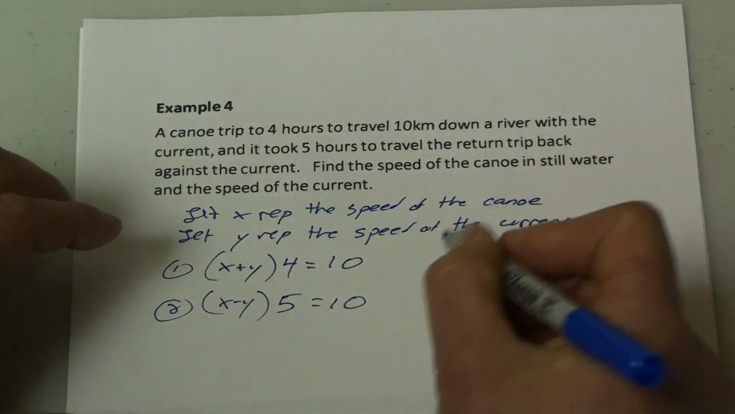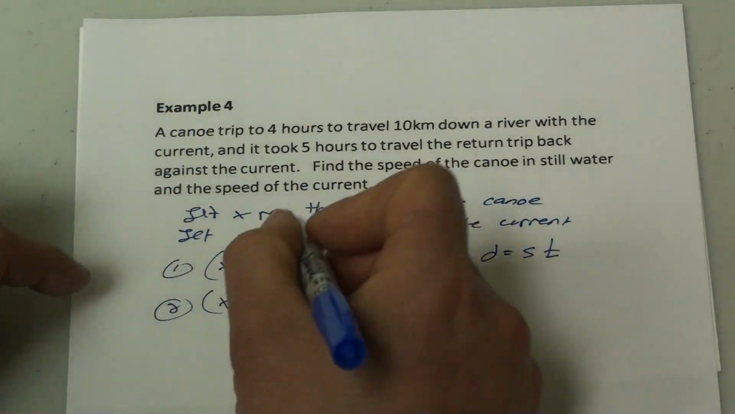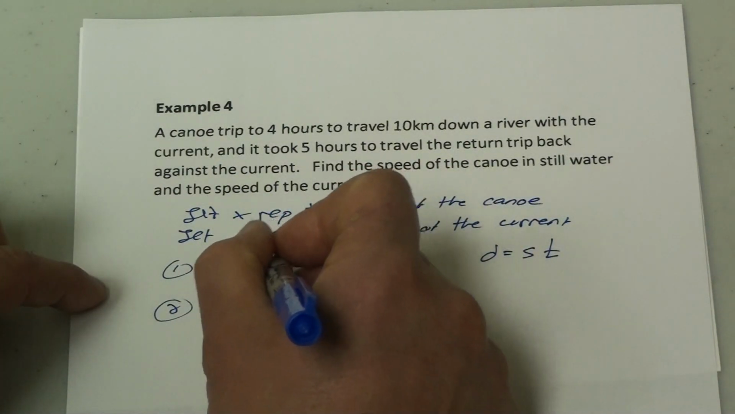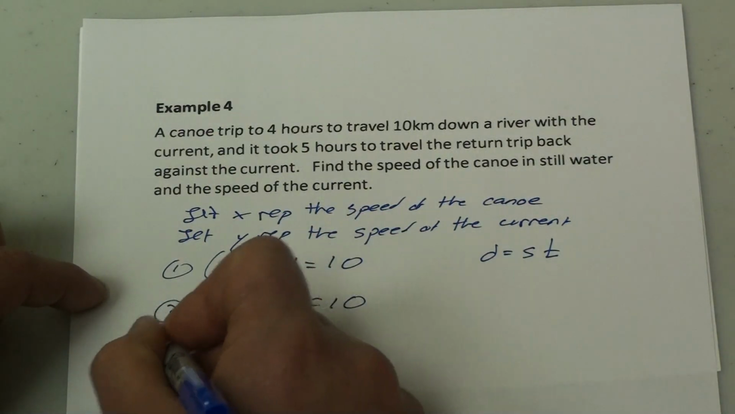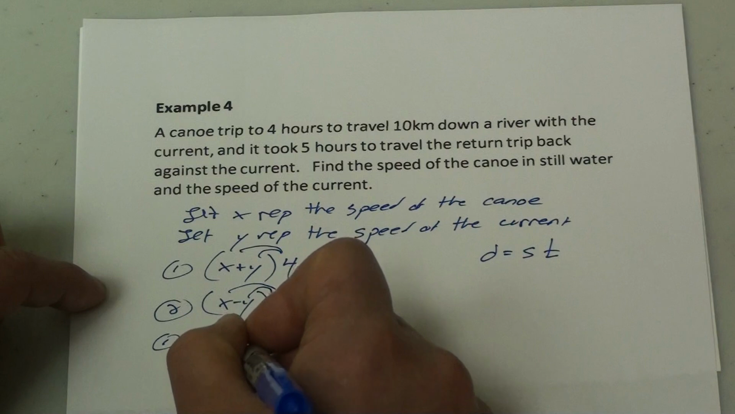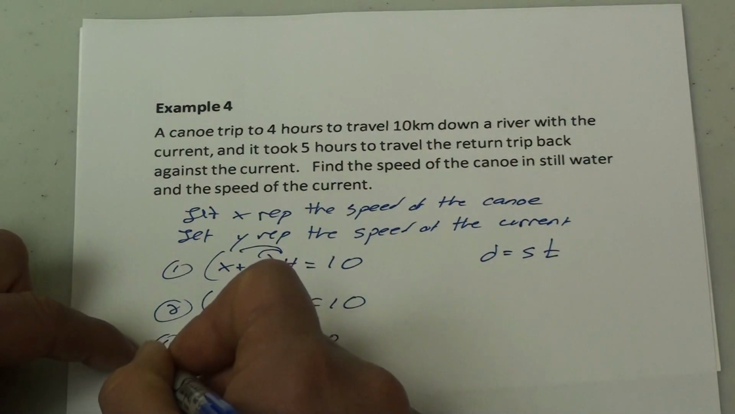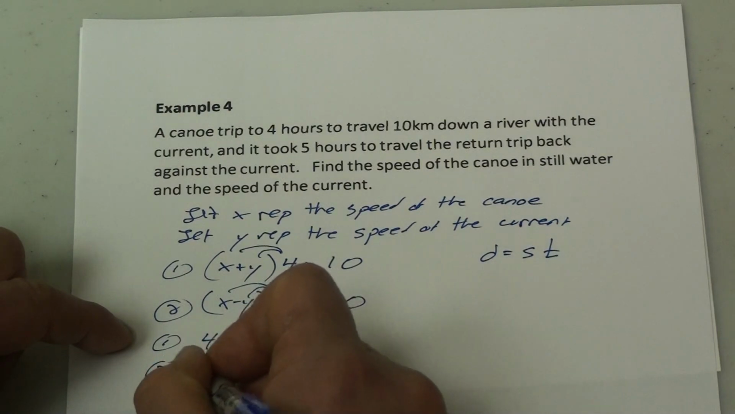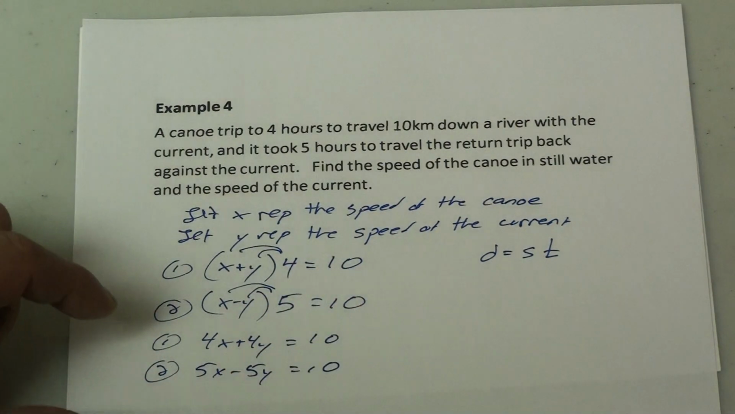Okay, so before I do any further math, I'm going to need to multiply my 4 into that equation. I need to multiply 5 into this equation. So equation 1 is going to be 4x plus 4y equals 10. And equation 2 is going to become 5x minus 5y equals 10.